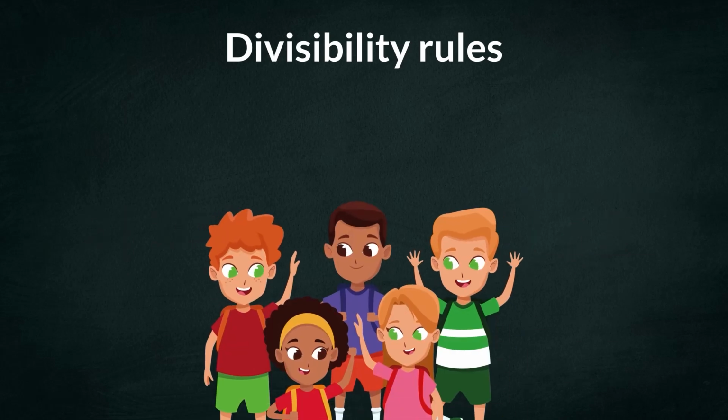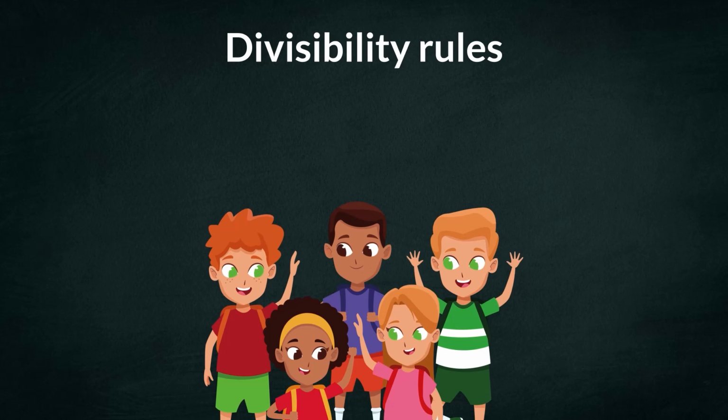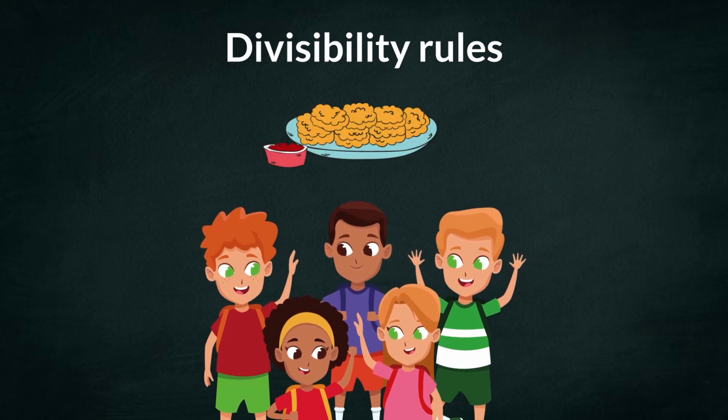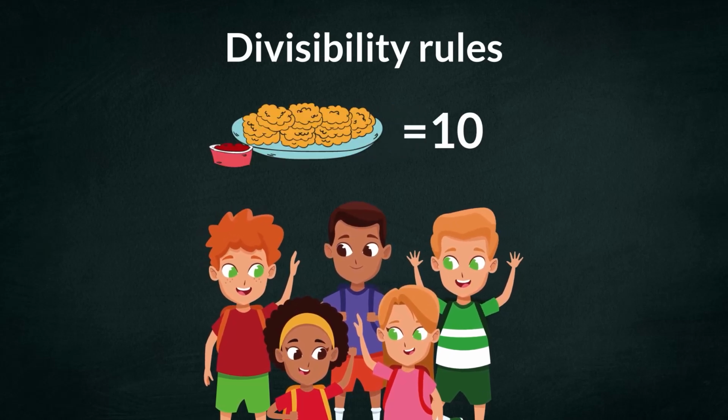Divisibility rules are quite handy in daily life situations. For example, if you're ordering chicken nuggets for 5 people, you'll know to buy 10 instead of 12.